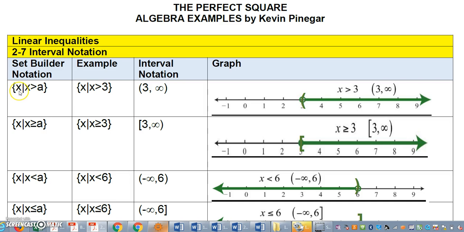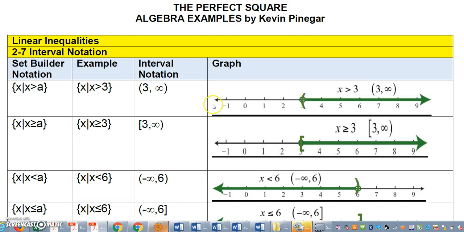So right here, you may be familiar with the set builder notation. If you read this, it reads x such that x is greater than some number a. An example of that would be right here where you have x is greater than the number 3. Well, in interval notation, which you might not be familiar with, you would start with the parenthesis, 3, and then put a comma there, and then it tells you you're going to go out to infinity.